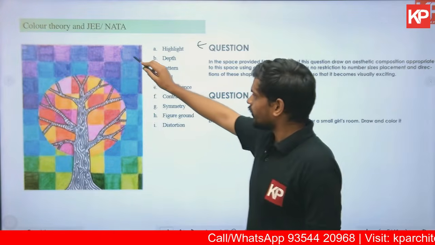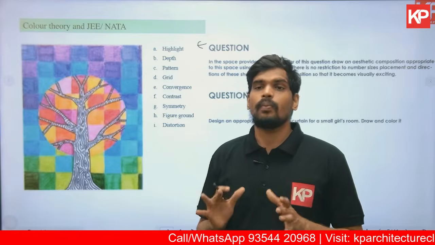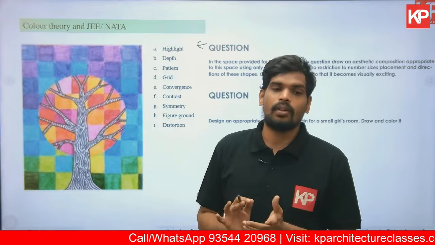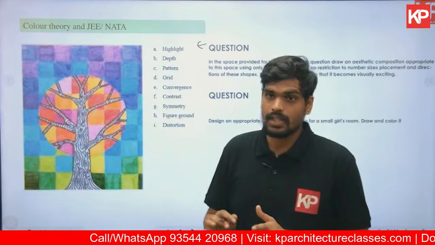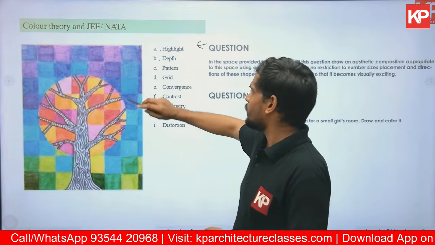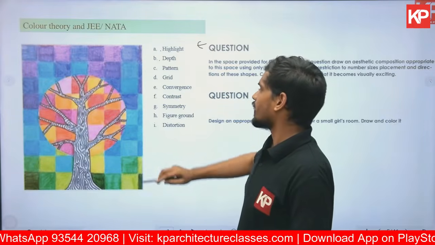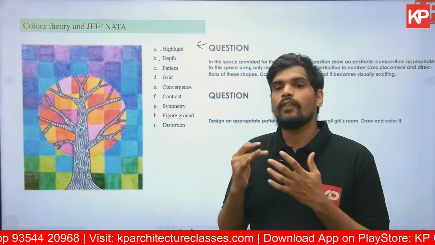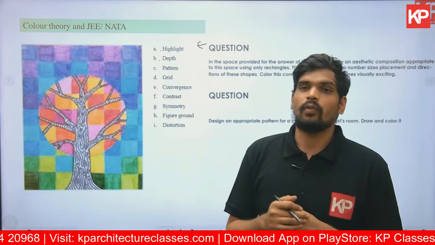So this is a NATA question. You get such MSQ, multiple select questions, which are very important and scoring, because they are 3-mark questions. So you have to select by looking at this picture. Does it have highlight? Does it have depth represented? Does it have contrast in it, color contrast? So you have to look at the composition and identify what features are seen.